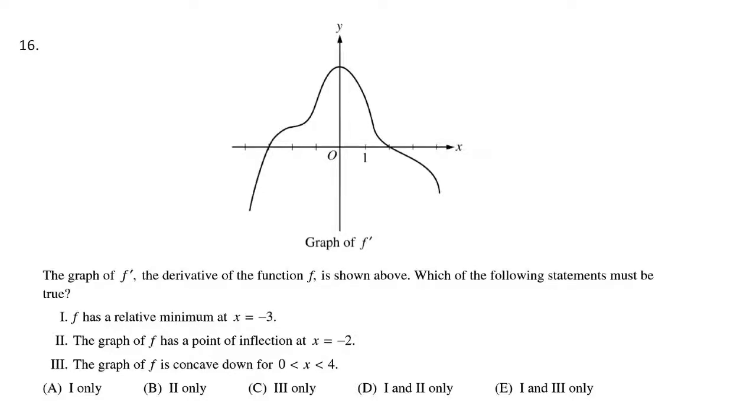All right, so now let's look at 16. The graph of f prime, the derivative of the function f, is shown above. Which of the following statements must be true? So notice here's the graph of f prime. Let's look at our first statement. F has a relative minimum at x equals negative 3. Let's go investigate. And remember, that's talking about the original function.